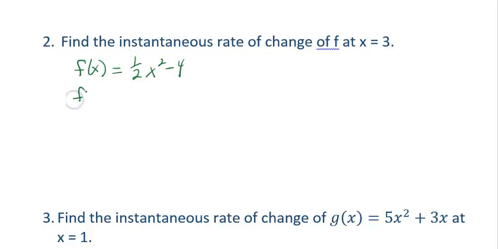So I need to first find the derivative, and this is just an easy one with the power rule. So I will have x, because 2 times 1/2 is 1, and then the derivative of 4 is 0. So the derivative is x, and if I plug in 3, I just get 3. And so my instantaneous rate of change of f at 3 is 3, which means the slope is 3. It's a positive uphill tangent.